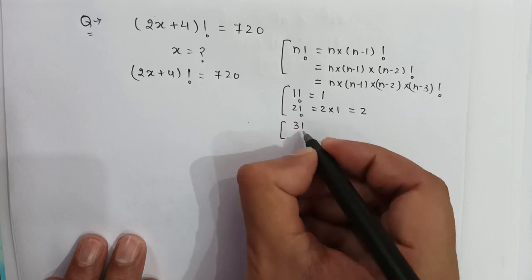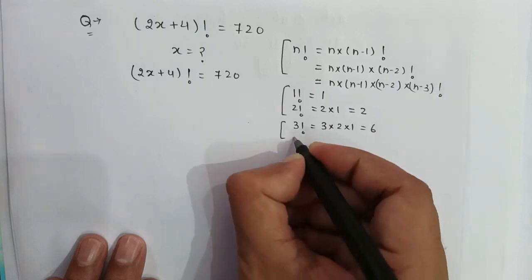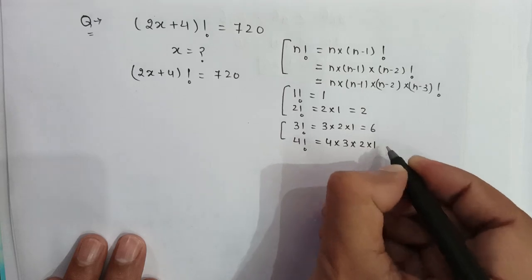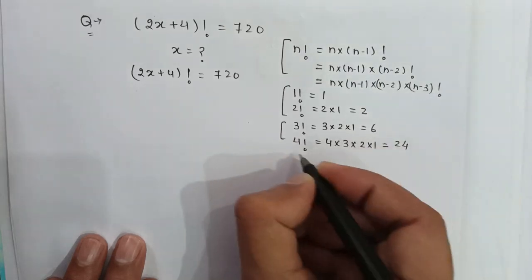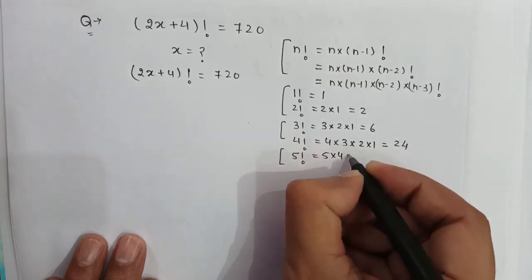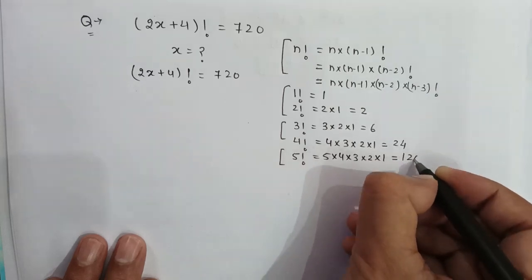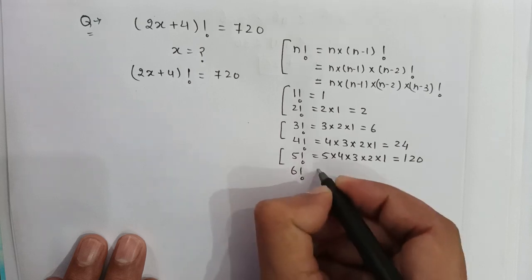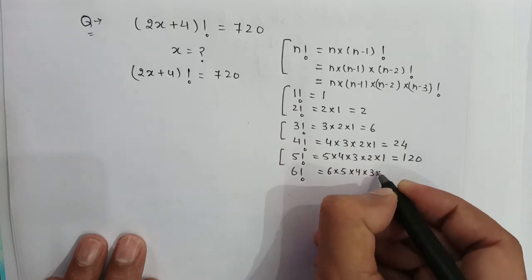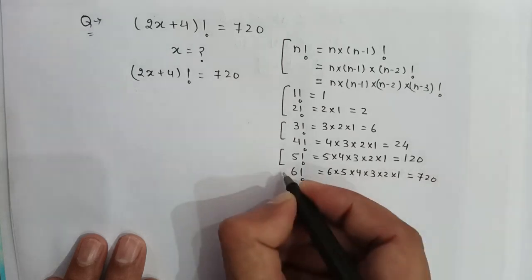So 3 factorial can be written as 3 multiplied by 2 multiplied by 1, which is equal to 6, and 4 factorial can be written as 4 multiplied by 3 multiplied by 2 multiplied by 1, that is equal to 24, right? And 5 factorial can be written as 5 multiplied by 4 multiplied by 3 multiplied by 2 multiplied by 1, that is equal to 120. And 6 factorial can be written as 6 multiplied by 5 multiplied by 4 multiplied by 3 multiplied by 2 multiplied by 1, that is equal to 720, right?